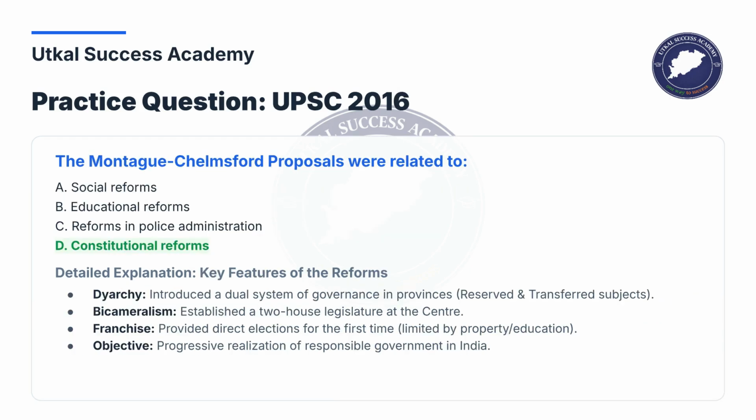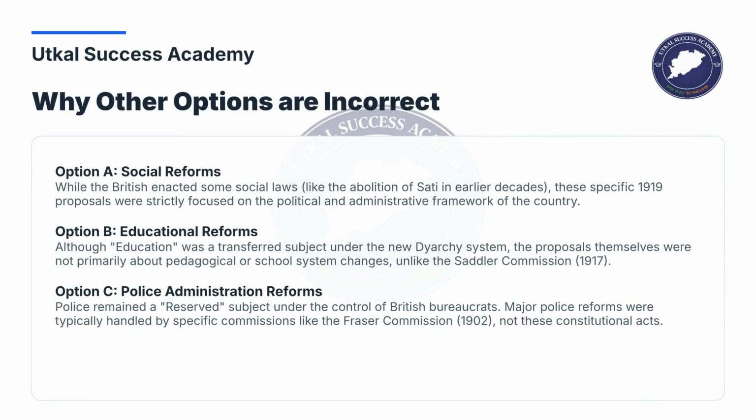A UPSC 2016 question asks about the Montagu-Chelmsford proposals. They were related to constitutional reforms. Key features included diarchy in provinces, bicameralism at the center, and the introduction of direct elections, or franchise. Options A, B, and C are incorrect because the 1919 proposals focused strictly on the political and administrative framework. They did not primarily address social reforms, educational reforms, or police administration reforms.